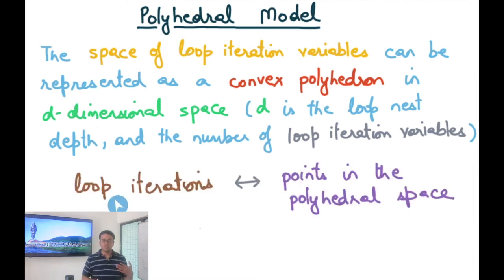So in this representation of the loop iteration space, every iteration of the loop nest is basically represented by a point in the polyhedral space. In other words, there's a one-to-one mapping between loop iterations and points in the polyhedral space. So we are going to represent the space of loop iterations as these convex polyhedra, because that just makes it easier for us to reason about all the dependencies and parallelism and locality opportunities that may be possible. And this is also the reason why this is called the polyhedral framework.